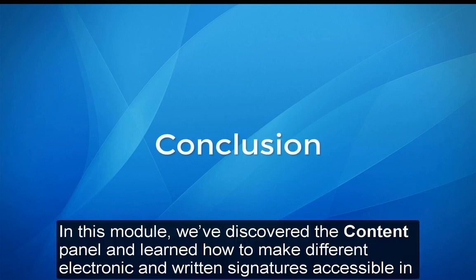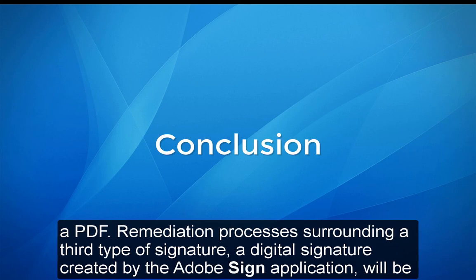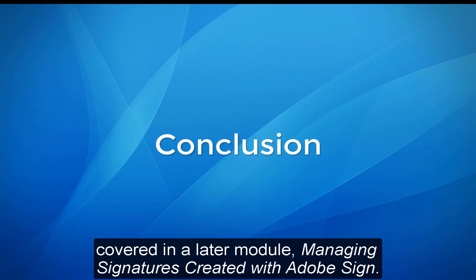Conclusion. In this module, we've discovered the content panel and learned how to make different electronic and written signatures accessible in a PDF. Remediation processes surrounding a third type of signature, a digital signature created by the Adobe Sign application, will be covered in a later module, Managing Signatures created with Adobe Sign.